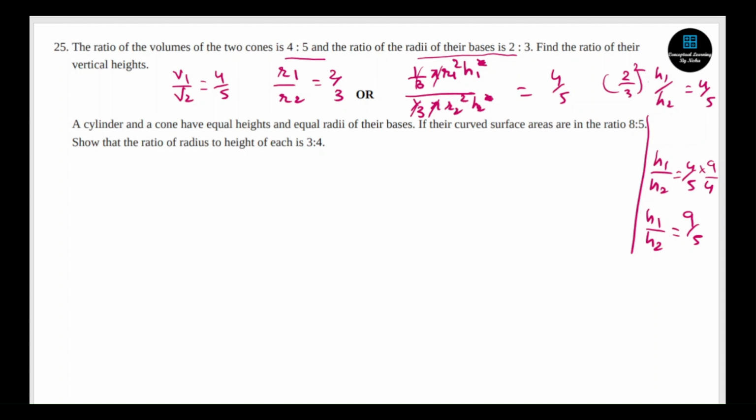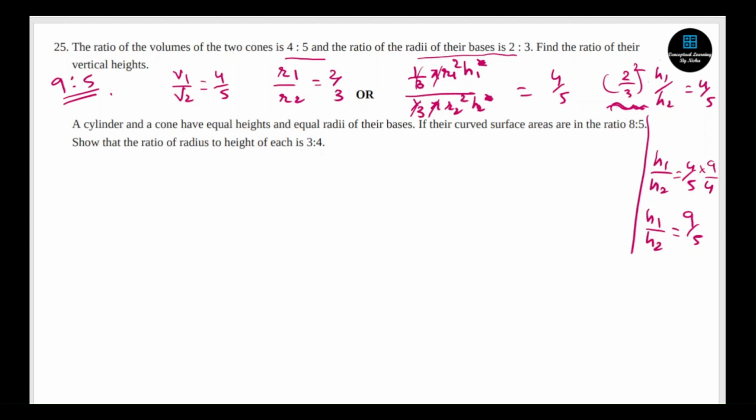Common mistake here: take the square over here. Students forget this. Write the proper, correct formula. And while you find H1 to H2, you have to take the reciprocal of this number on the other side. Alright. So the answer for this is 9:5.